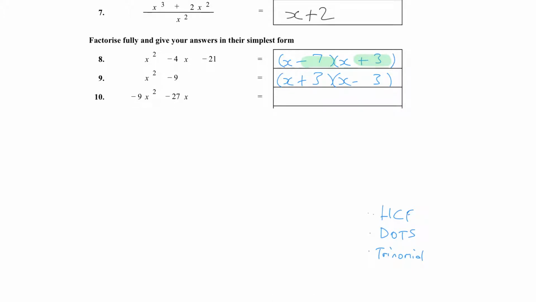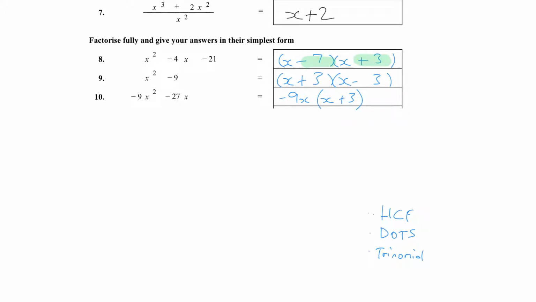Question 10. We've got factorization once again, and let's run through it. Highest common factor, difference of 2 squares, trinomial. Highest common factor: yes, there is a highest common factor. We can take a minus 9x out of here, and we're left with what? Minus 9x times what gives you minus 9x squared? Well, we just need to multiply it by x. Minus 9x times what gives you minus 27x? Well, just times plus 3. You could check by the distributive law that minus 9x times x gives you minus 9x squared, and minus 9x times positive 3 gives you minus 27x.